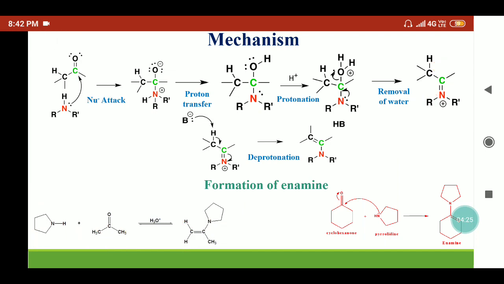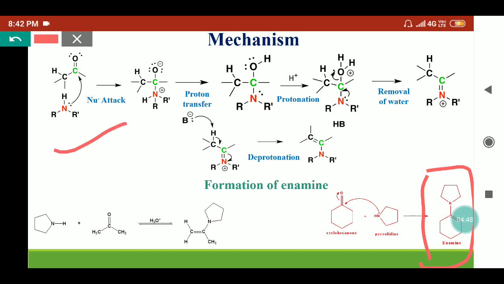In similar fashion, if we use a cyclic ketone like cyclohexanone reacted with a 2-degree amine like pyrrolidine or piperidine, then it will also produce the enamine. So here we can see the structure, where this bond will move towards the oxygen, and after the removal of a proton, with a similar mechanism, we will get the enamine structure.